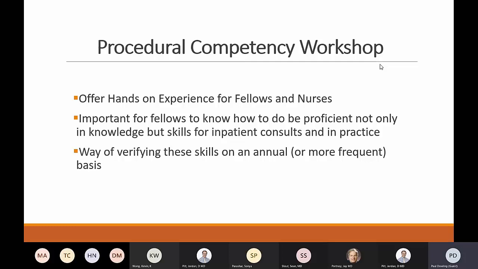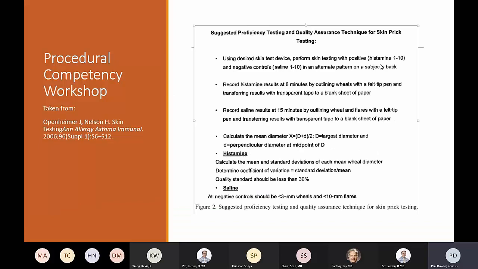This is the procedural skin test competency workshop method that we have followed at Children's Mercy in the past. Basically, the fellows would do skin testing on each other, either on the back or on the forearms. We use the DermaPIC, and you clean off the back, and you perform 10 histamine and 10 saline, and you alternate them. I'll show you a picture in a minute. You space them out adequately.